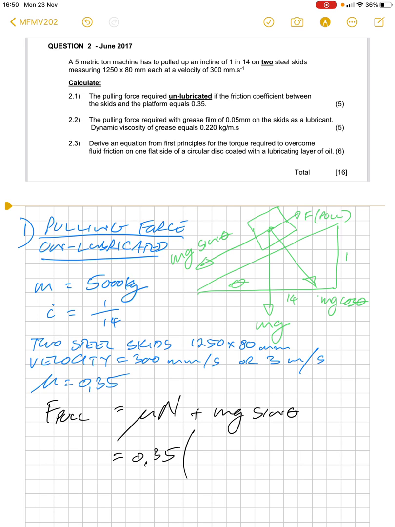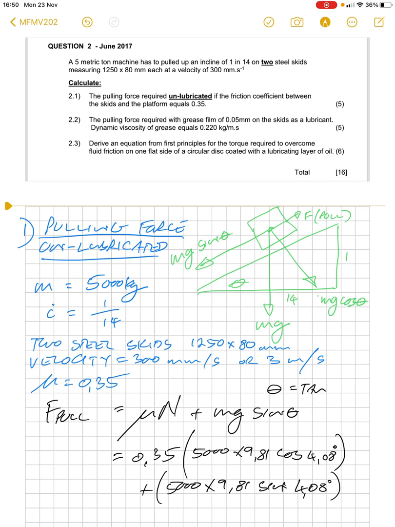So mu is 0.35, and that is times 5,000 times 9.81 cos of 4.08 degrees, plus 5,000 times 9.81 sine 4.08 degrees. Alright, theta is equal to arctan of 1 over 14, which is equal to 4.08 degrees.